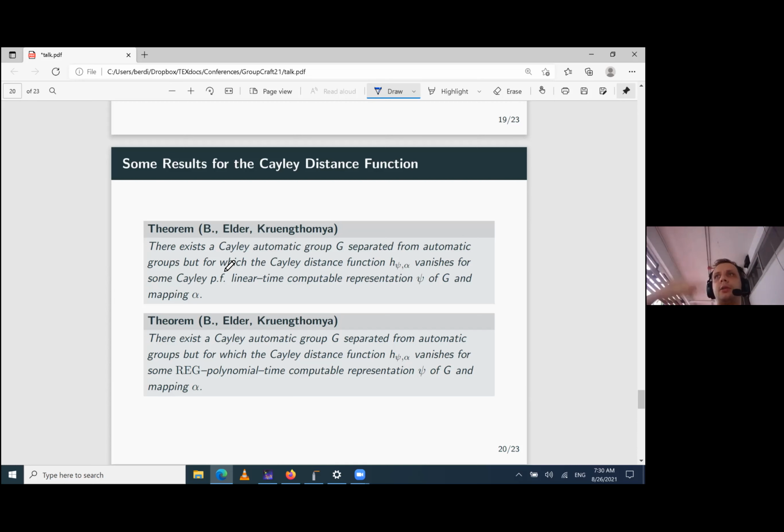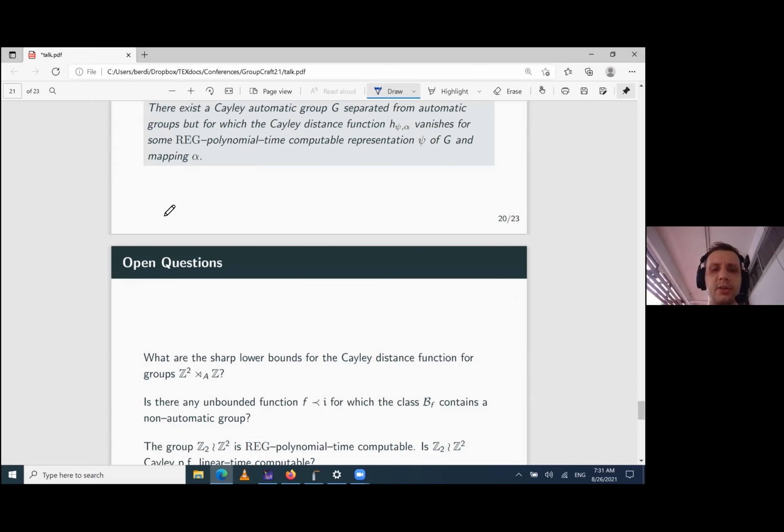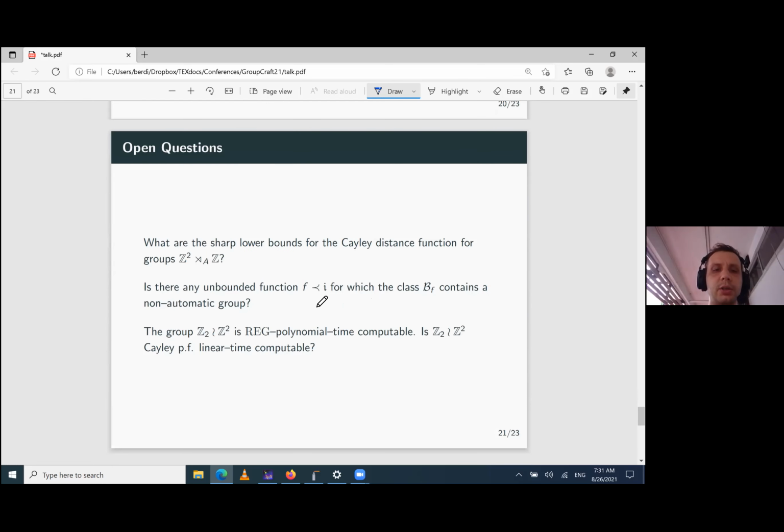So for the lamplighter group, again, it's separated from below by the linear function, but you can construct a linear time computable representation for which this function is just 0. So that's all we have for the moment. And I think the question of lower bounds for this wider class of representation is much harder than for Cayley automatic representations. Okay, so here are some questions.